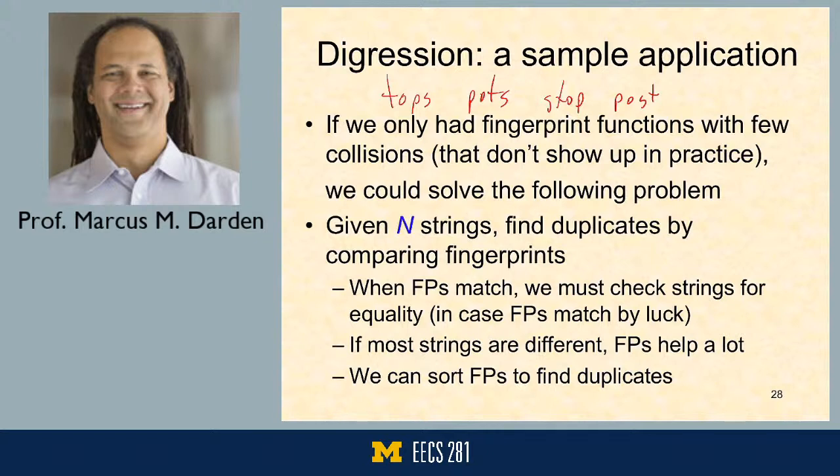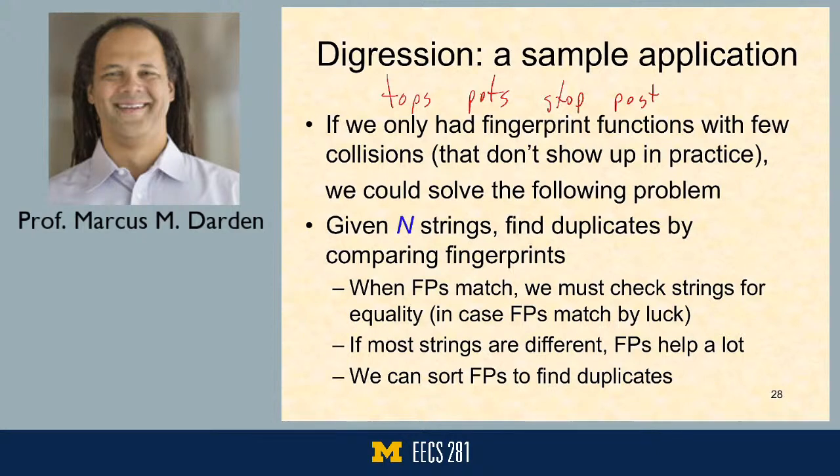If I calculate the fingerprints of these strings, then all I have to do is compare the fingerprints. And I know that because of the way I calculate my fingerprints, if the fingerprints are different, then the strings are absolutely different. And it's only on the rare occasion when I find two strings with the same fingerprint that I have to do a character-by-character comparison. All right?